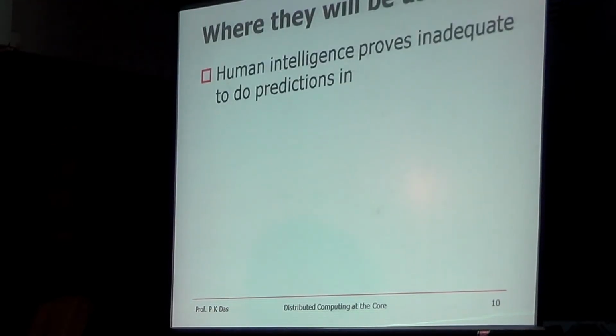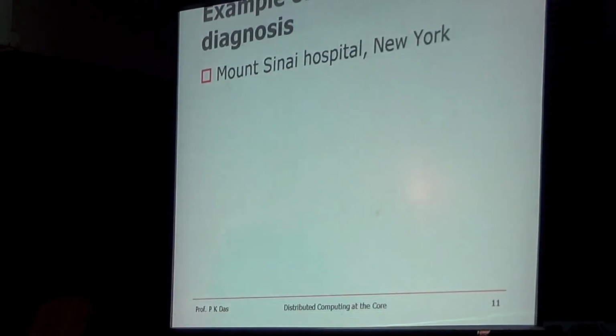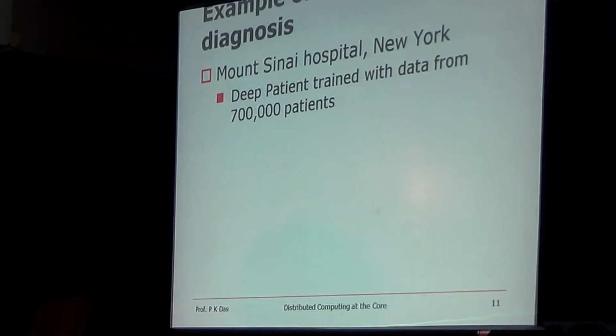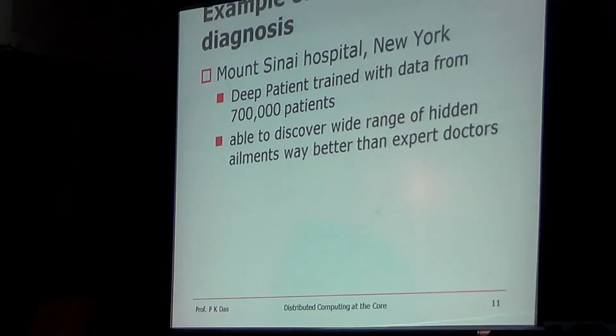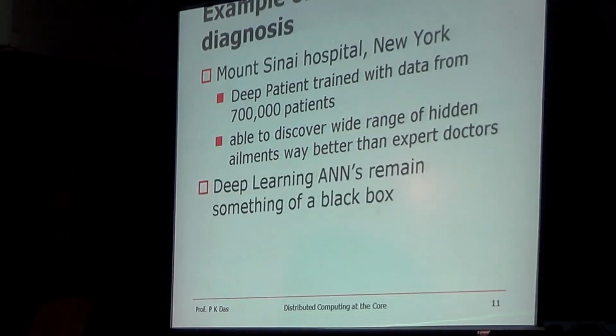You've got all these things that are there, but I'll take you to one example in Mount Sinai Hospital in New York. They had created a deep patient, which is actually a deep learning machine, and it was trained with data from 700,000 patients. As a result of that, the machine was able to discover a wide range of hidden ailments way better than expert doctors. But the problem actually started after that.